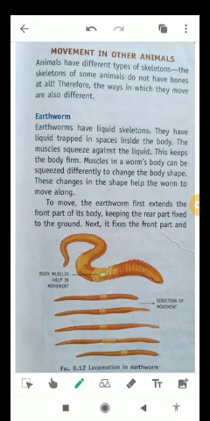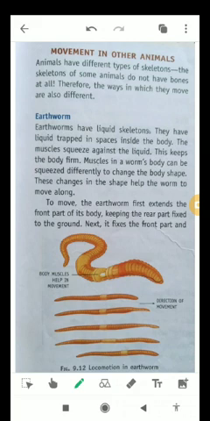Now we will talk about the next topic that is very important, that is the movement in other animals. Now we have studied about the movement in the humans. Now we will talk about the movement in other animals like cockroach and others. Animals have different type of skeleton, as we all know. The skeleton of some animals do not have bones at all. Therefore, the ways in which they move are also different. So every animal is having a different way of movement.